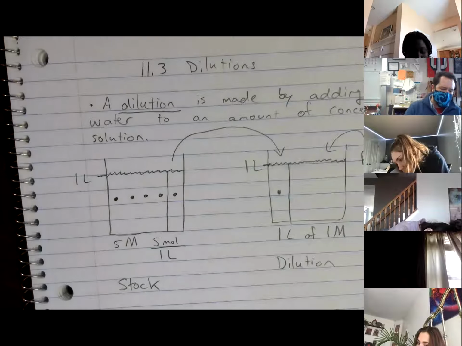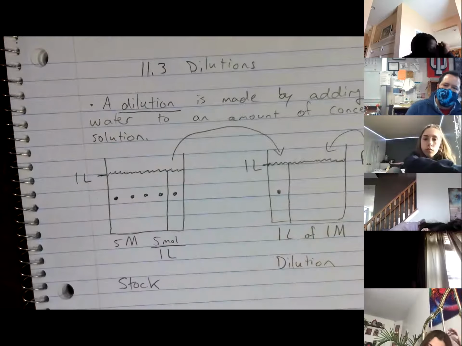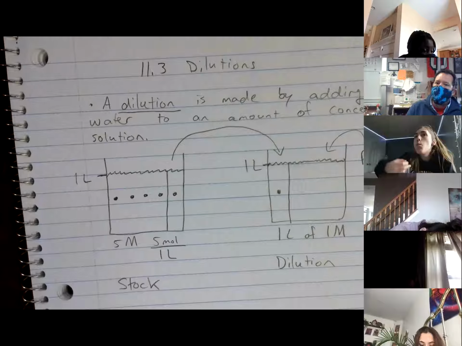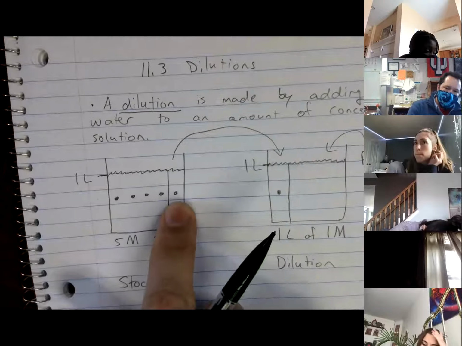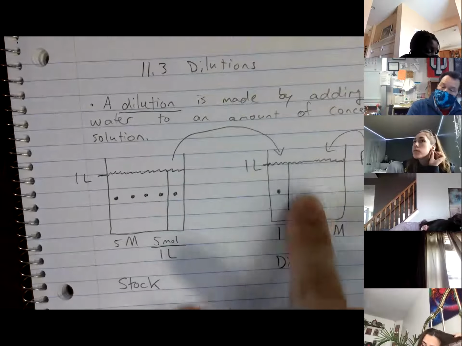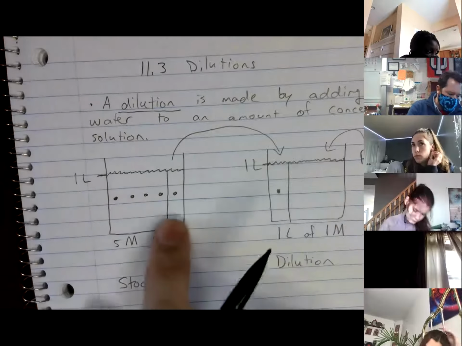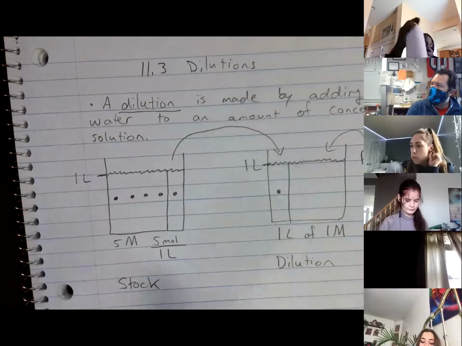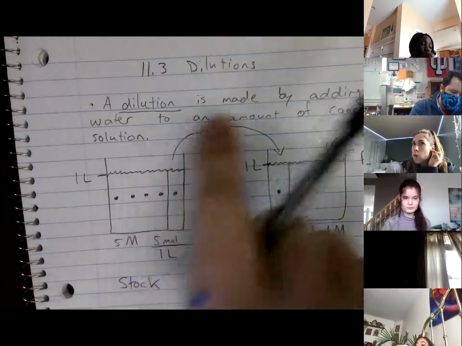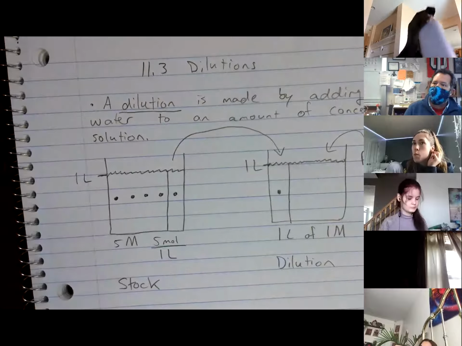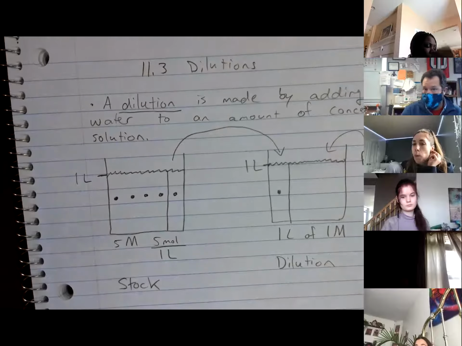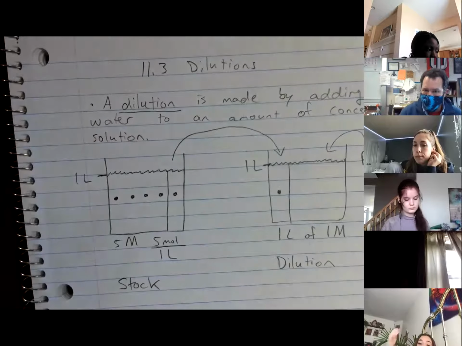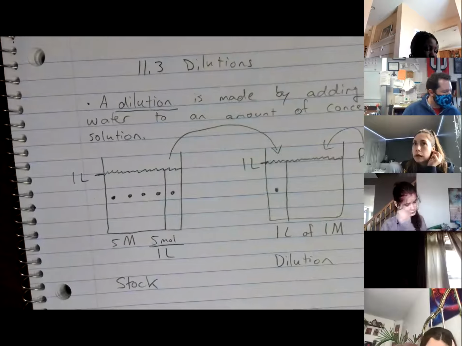That's the concept. We're going to have a very concentrated solution. We're going to need to figure out if we're going to make a dilution, a less concentrated solution. We need to figure out how much of this concentrated solution we're going to need to get exactly, in this case, exactly 1 mole. And that's what these questions are going to ask.